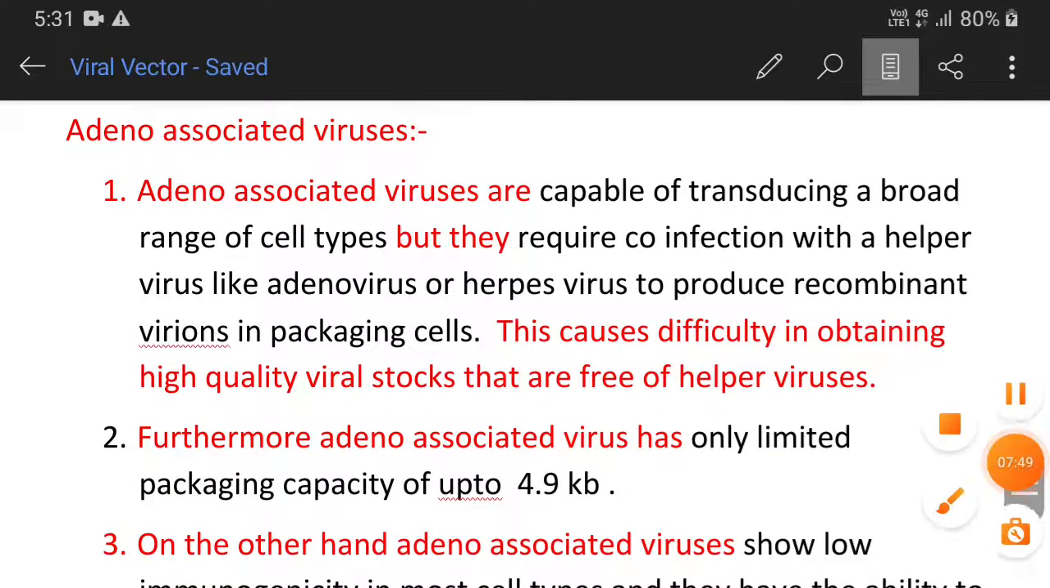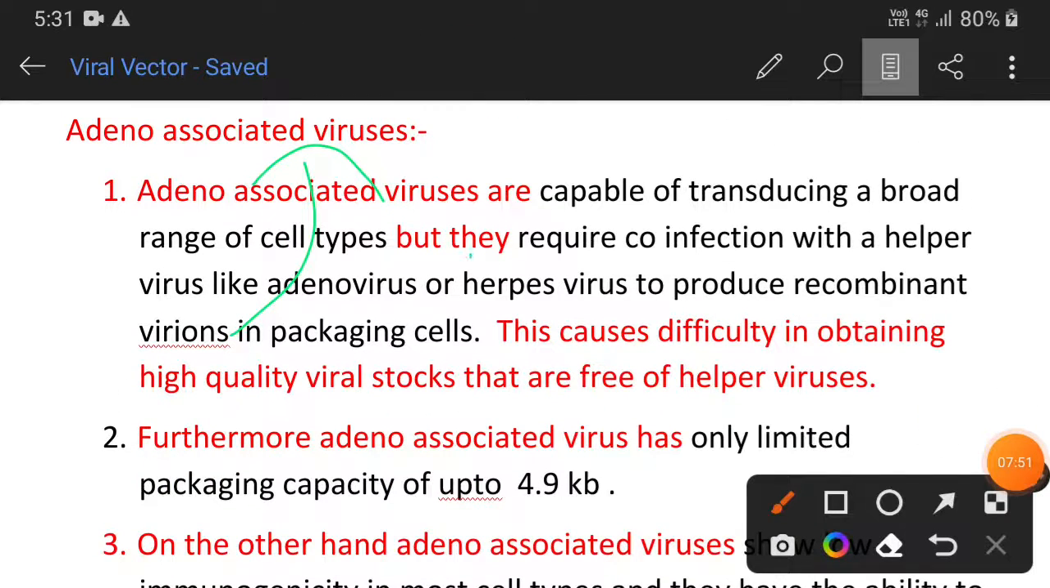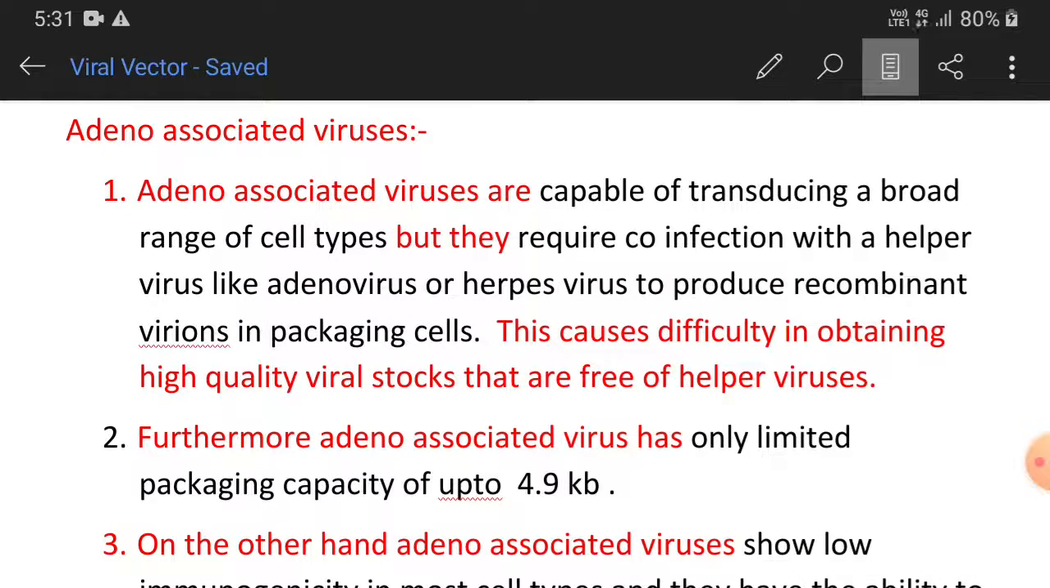Along with that, adeno-associated virus integrates into the human genome at a specific site. That means it bypasses the possibility of insertional mutagenesis. Okay, so that was the concept of adeno-associated virus.